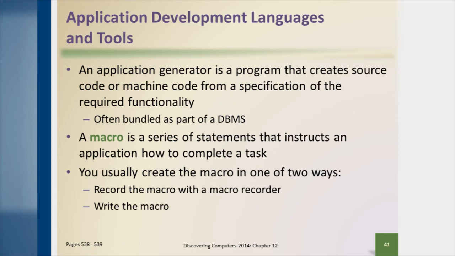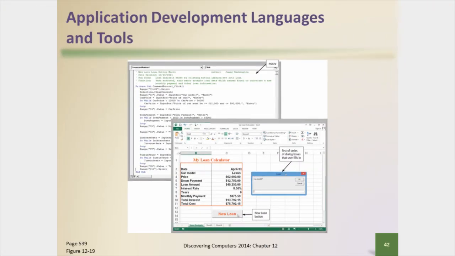Related to that is the idea of a macro. It's a series of statements that instructs an application on how to complete a task. You can create a macro in a couple of different ways. You can record the macro with a macro recorder, or you can write the macro in the application itself. And here they give you an example in Microsoft Excel of what a macro is, what it can do, and some of the code that's behind the macro.